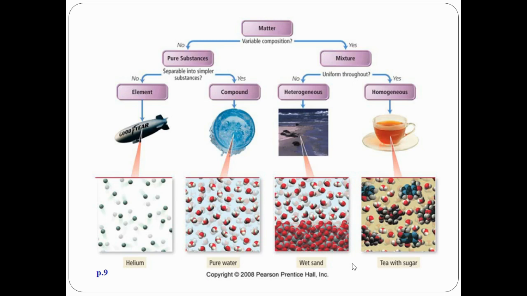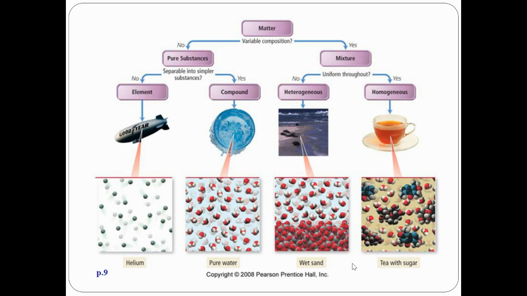Variable composition means, is it made up of a pure substance or is it made up of a mixture of things? If it's not made up of different things, then your answer is no, and you go into the pure substances. If your answer is yes, and it is made up of many different things, then you go into the mixtures. So we'll go to the left first for pure substances.